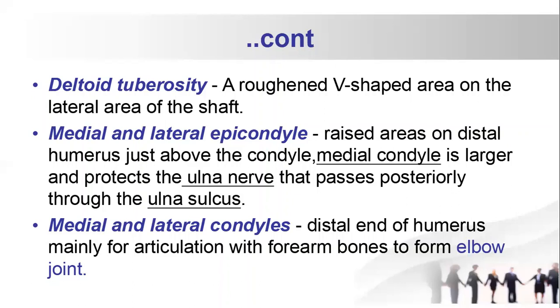We have medial and lateral condyles. These are the distal end of humerus, mainly for articulation with the forearm bones to form the elbow joint. So the condyles are sites, areas for articulation with other bones, or with forearm bones in this case, which make up the joint. And in this case, we have the elbow joint.